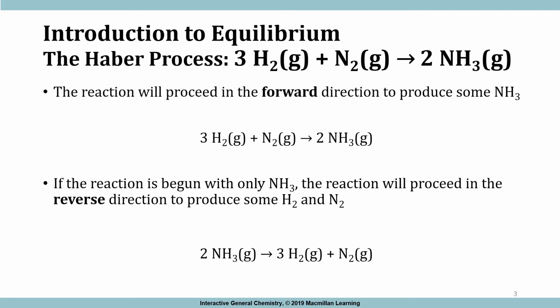In the forward direction, we're starting with hydrogen gas and nitrogen gas and mixing them together to get ammonia. Since it's in the forward direction, we're going to use a forward arrow to describe that. However, if we reverse this, as in we just flip everything around, and we now are starting with NH3 and having it become hydrogen gas and nitrogen gas, that's what we would consider the reverse direction.